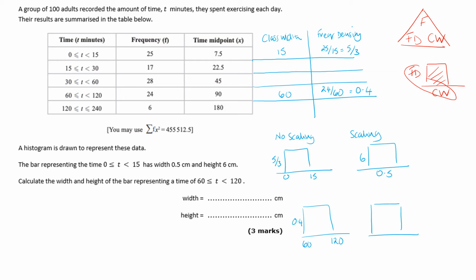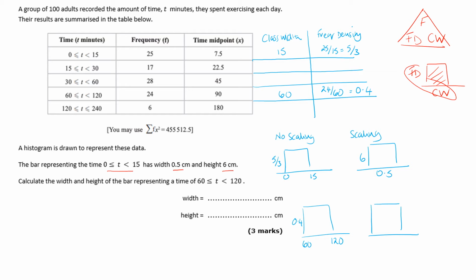So here we're given that the 0 to 15 in the histogram that's been drawn has a width of 0.5 and a height of 6. So first of all, you need to calculate what would that be if we just drew a normal histogram rather than it being scaled and the bars being proportional.